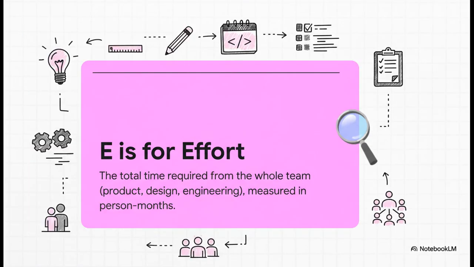And finally, E is for effort. This is the cost. How much total work is this going to take from everyone? And it is so crucial to remember, this is not just coding time. This is the full investment. Product discovery, design sprints, engineering, testing, the whole shebang. A really common way to measure this is in person months.